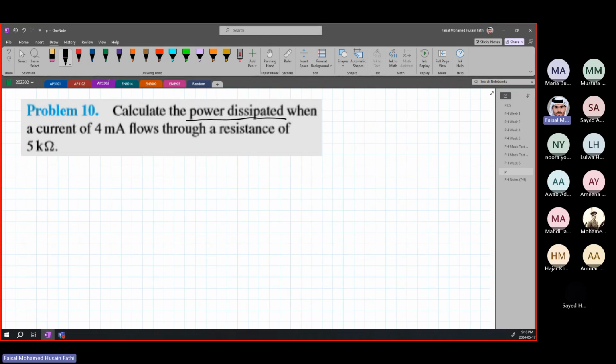I'm going to explain what they mean by power dissipated in a minute, after I solve this question. But it's simply just power, so you want to find P. This is what we're trying to find. When a current of 4 milliamperes, which is I, convert this directly into amperes, so it's 4 times 10 to the negative 3 amperes, all right? Flows through a resistance of 5 kilo ohms.